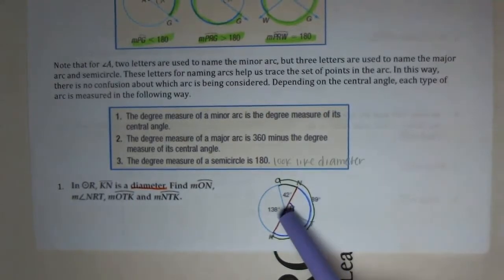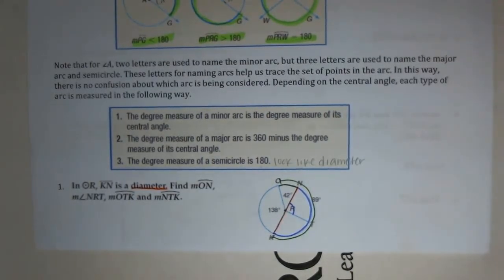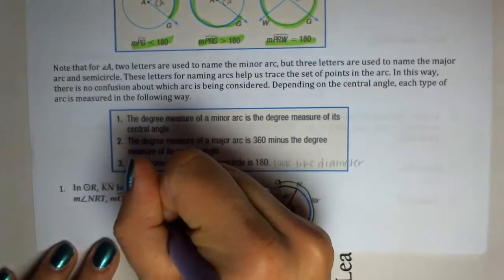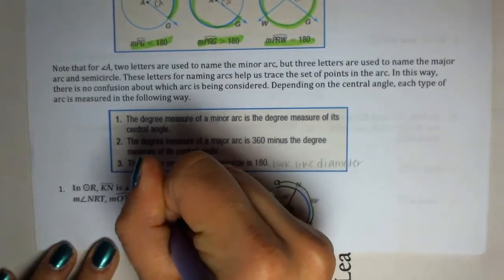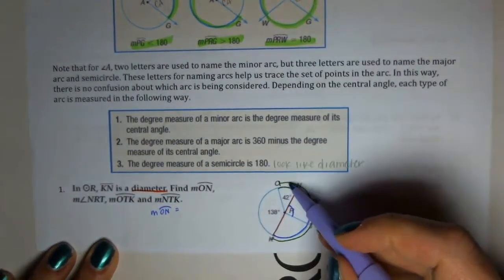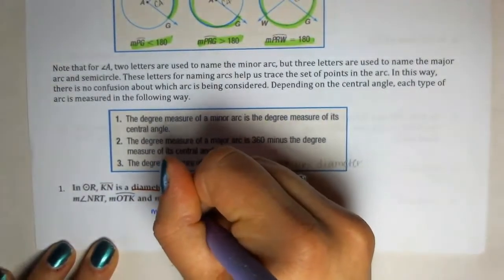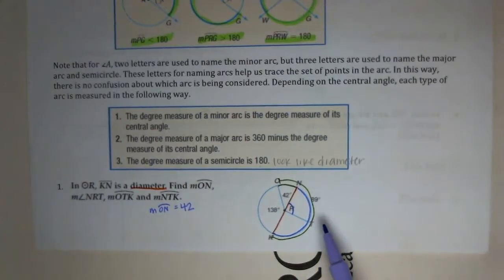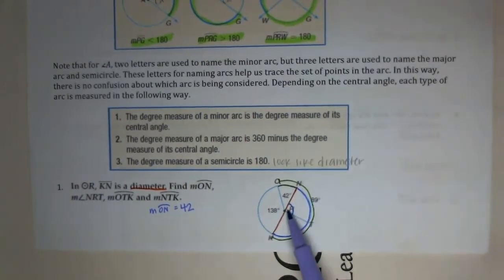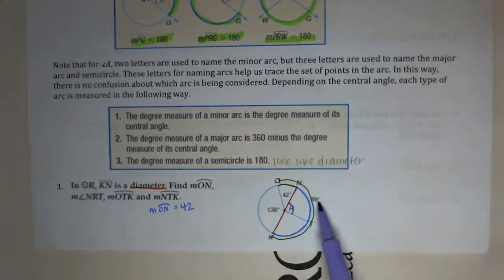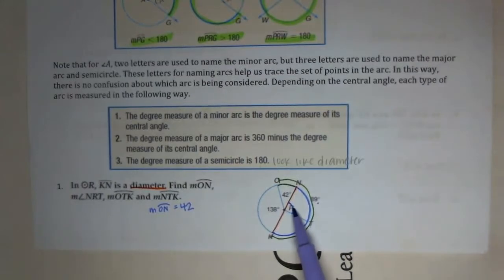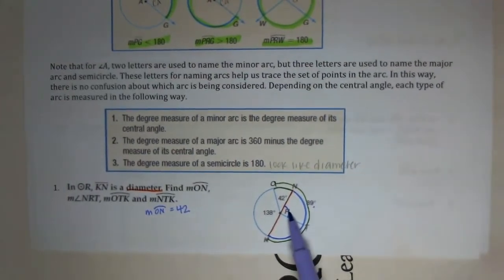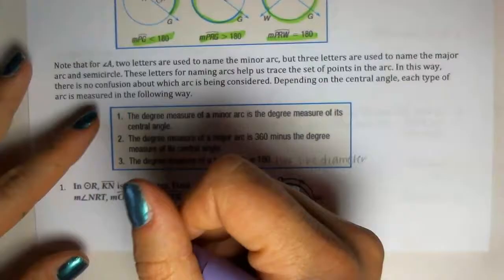The first thing we can know is that ON is going to have the same arc measure as the angle. So we can say that measure ON is 42. The next thing it wants us to find is NRT. We know that the arc angle is 89, so we know that the inside angle is also going to be 89.